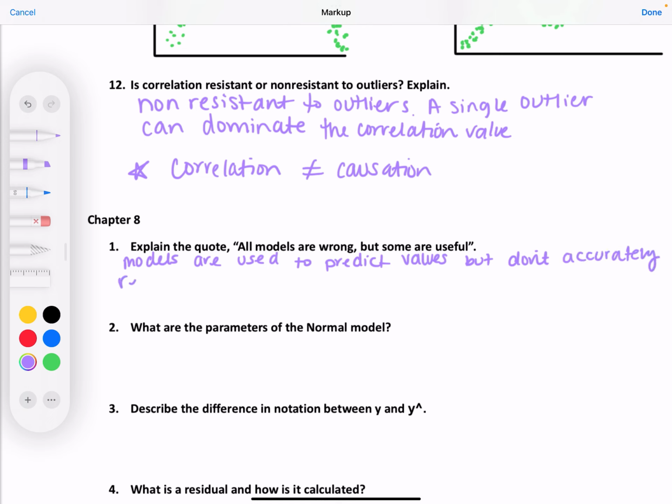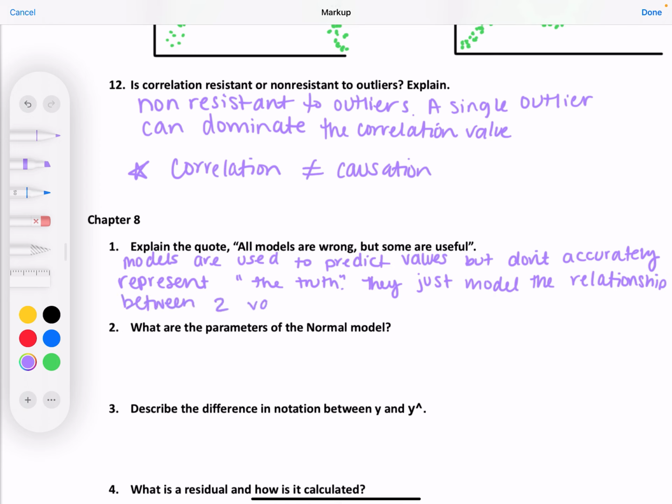This is like our review for our test, right? Yeah. They just model the relationship between two variables. I will probably highlight what you need to know on Monday from this. This is a lot. I would still look over all of it, but these are the ones that would potentially be asked directly to you.